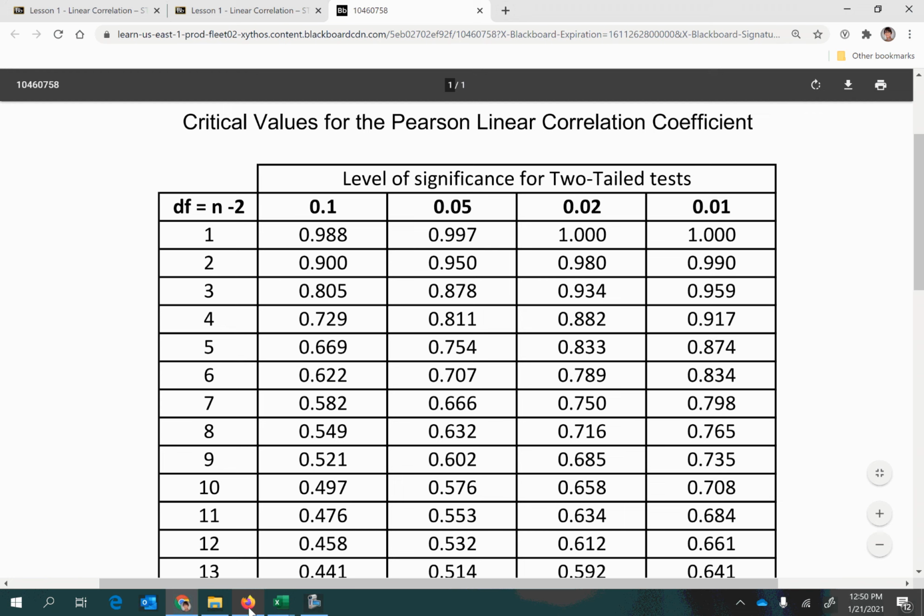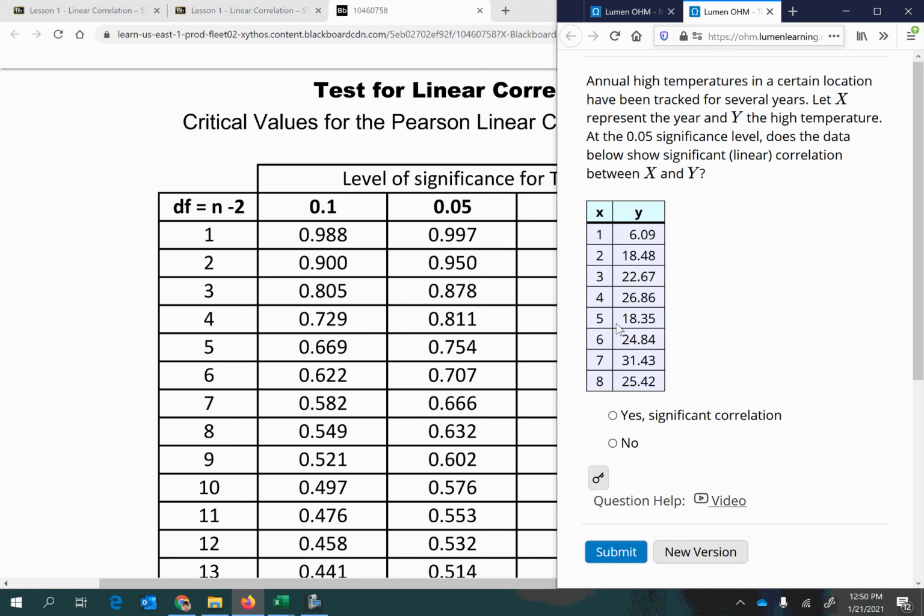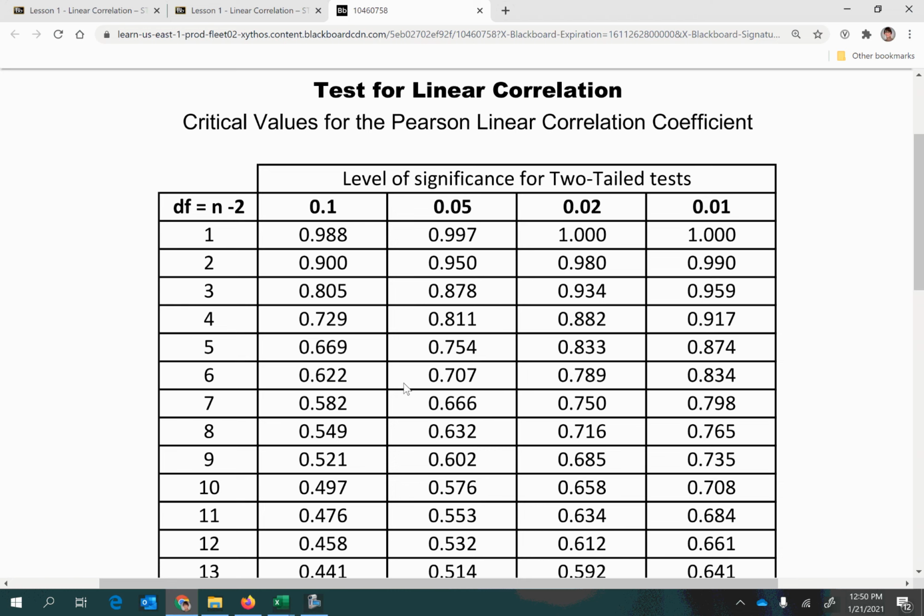So looking back at the problem, we have 1, 2, 3, 4, 5, 6, 7, 8 rows of data, 8 pairs of x comma y coordinates. So our sample size is 8, and that means our degrees of freedom is 6. So we're going to be looking here in this row, the 6th row, for our critical value.